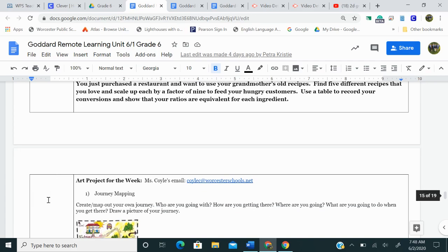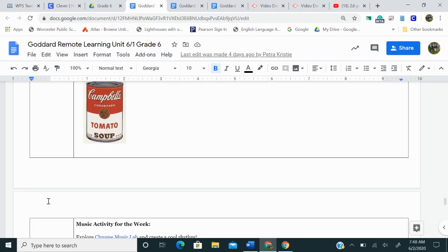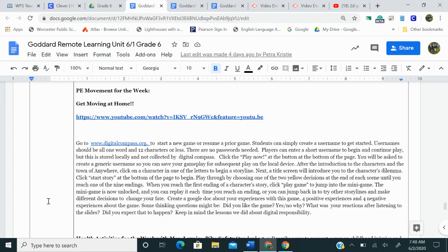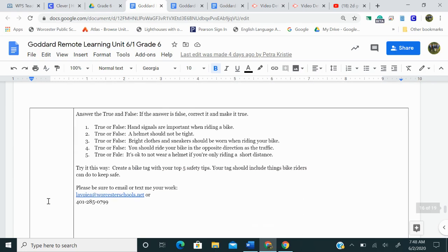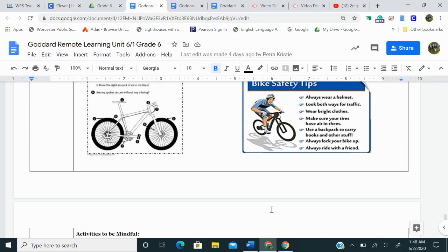Wow, that is a lot of great math enrichment activities for the week. I read Miss Coyle's art projects and Mr. G and Miss Lavoie and mindfulness I will get to tomorrow. Plenty of activities to keep you learning for 3.5 hours today.